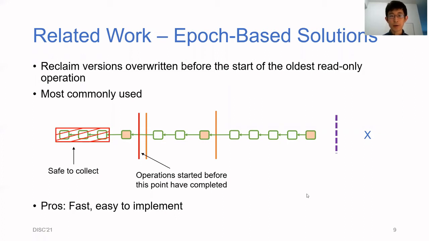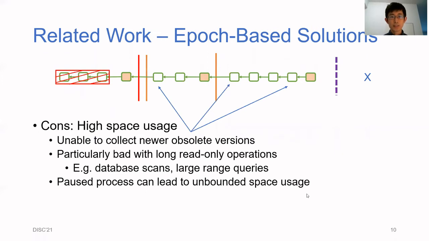The big advantage of epoch-based methods is that they are fast and easy to implement. The disadvantage is that they cannot collect any obsolete versions that were newer than the oldest read-only operation. So if a read-only operation crashes, then the space usage can grow without bound. And even if crashes don't happen, if you combine large read-only operations with high update frequency, you can get very high space overhead.